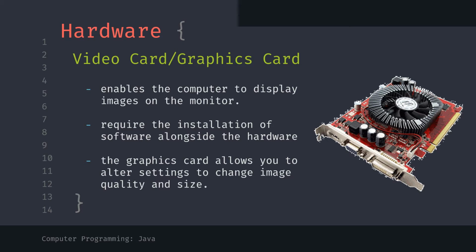Video card or graphics card. These are hardware devices that plug into the motherboard and enable the computer to display images on the monitor. They usually require the installation of software alongside the hardware. The software instructs the computer how to use the graphics card and also allows you to alter settings to change image quality and size.